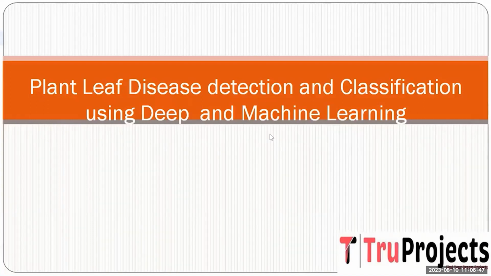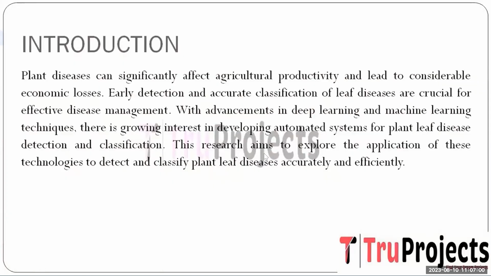In this video, we are going to explain a project titled Plant Leaf Disease Detection and Classification using Deep and Machine Learning. The agriculture sector faces notable productivity setbacks and substantial economic decline due to plant diseases. Timely identification and precise categorization of leaf diseases stand as a pivotal factor in proficient disease control. The evolution of deep learning and machine learning methodologies has sparked a pursuit of automated systems dedicated to detecting and classifying plant leaf disease.